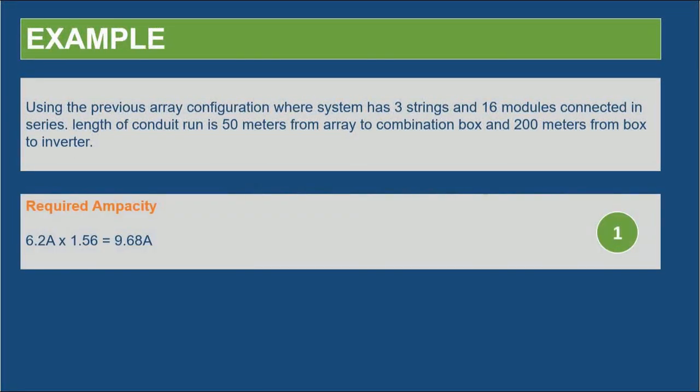The first step is to calculate the required ampacity. We know that our module has a short circuit current of 6.2, and we are going to multiply it by 1.56 and we get 9.68. This is the required ampacity, so the cable should at least carry this amount of current.